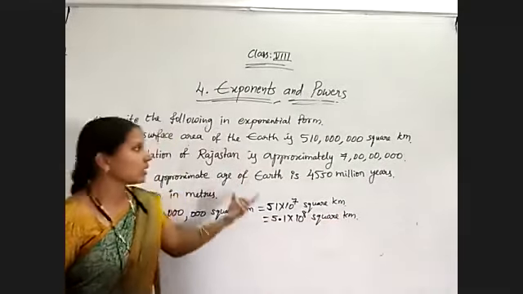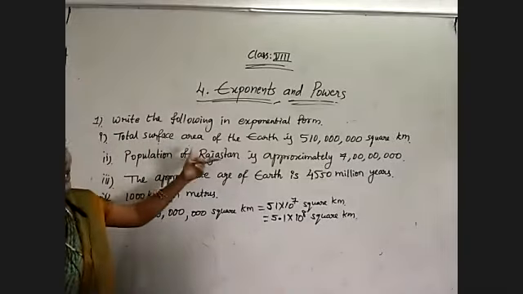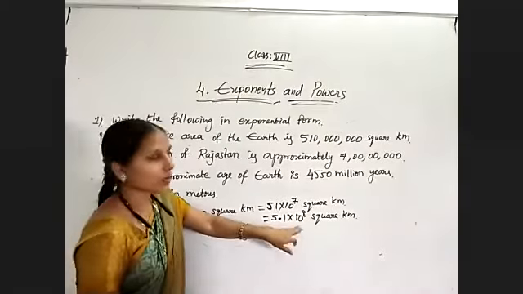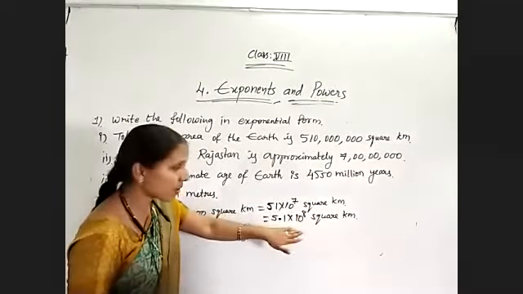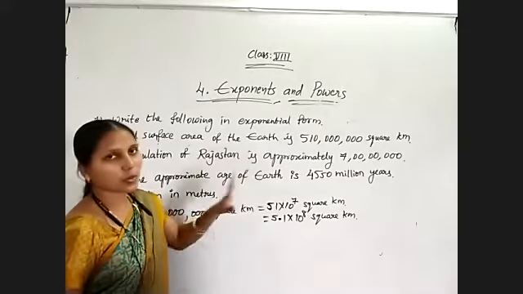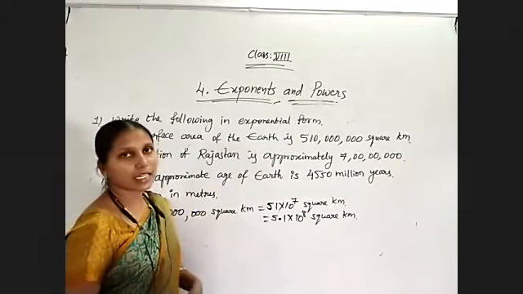So the surface area of the earth is 5.1 into 10 power 8 square kilometers. This is the perfect indication of exponential form. It is in the scientific notation.